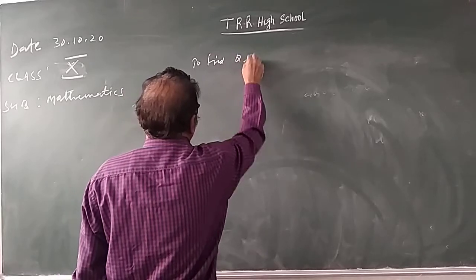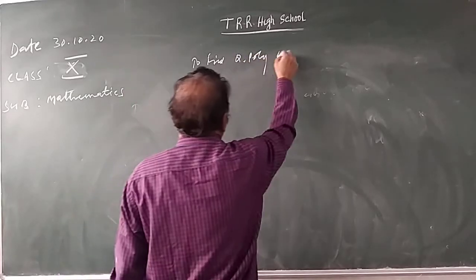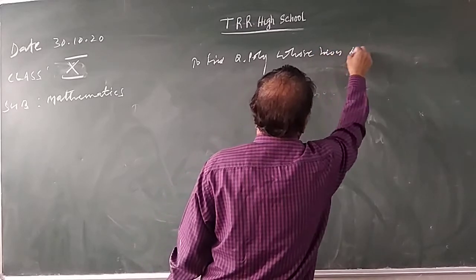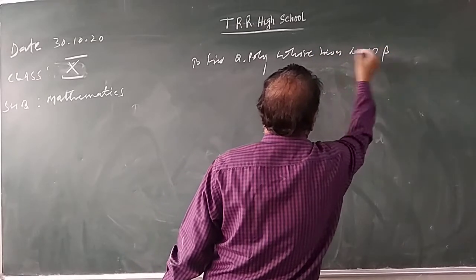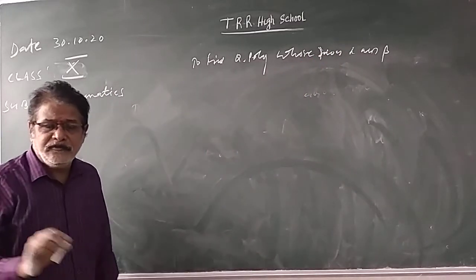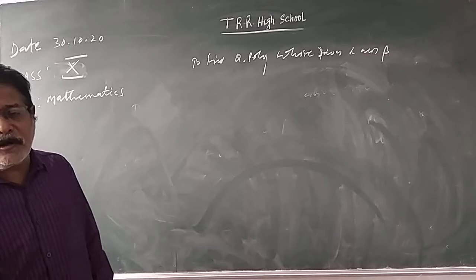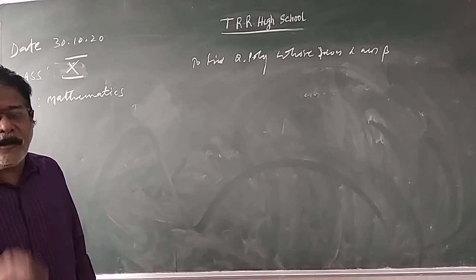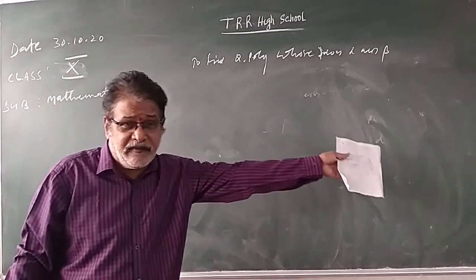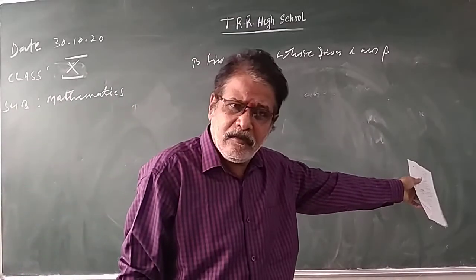To find a quadratic polynomial whose zeros are alpha and beta. Here the zeros are given, and we have to frame the quadratic polynomial. The quadratic polynomial is found by factorizing.